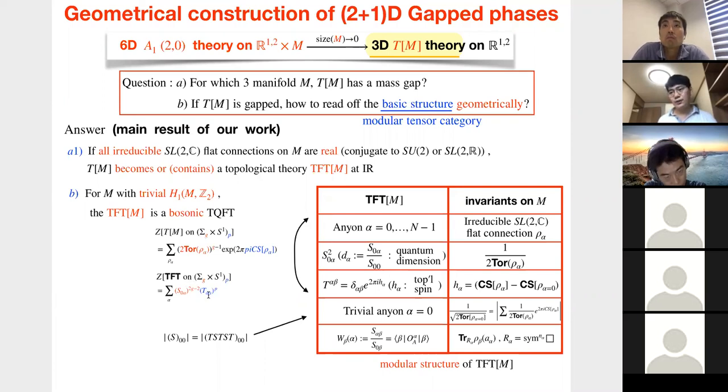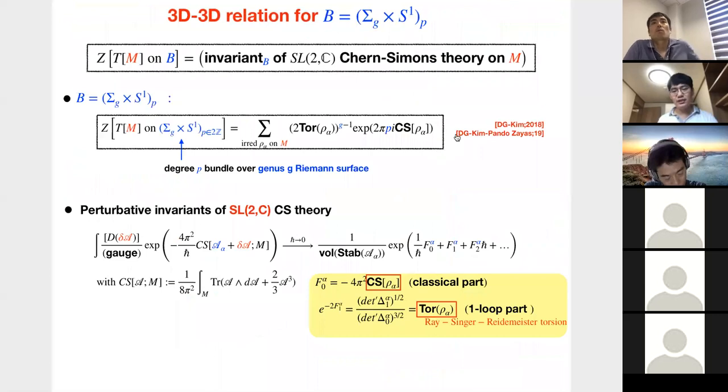Another thing is how to derive this 3D relation for this partition function on this Euclidean background. That's quite non-trivial, and this was studied quite recently by myself and my collaborators. I think this derivation is quite non-trivial. Although the final answer is very simple, the derivation is somewhat messy.